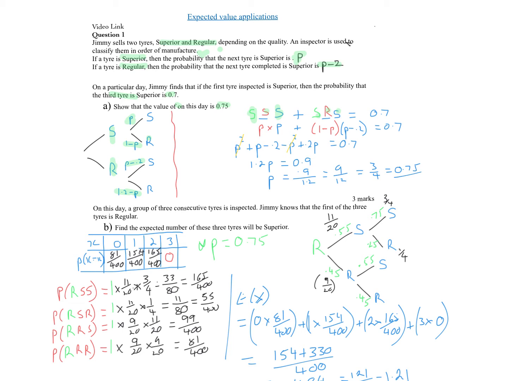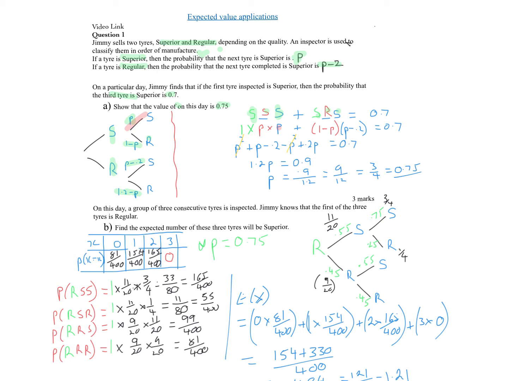Probably should have done it in green. Because I know the first tyre is superior, the probability of the next tyre being superior would be equal to P. Let's go back to my highlighter, because that's our branch. And then if I've got an S, the probability of the next tyre being S again is also P. So the chance of SSS is 1 times P times P.